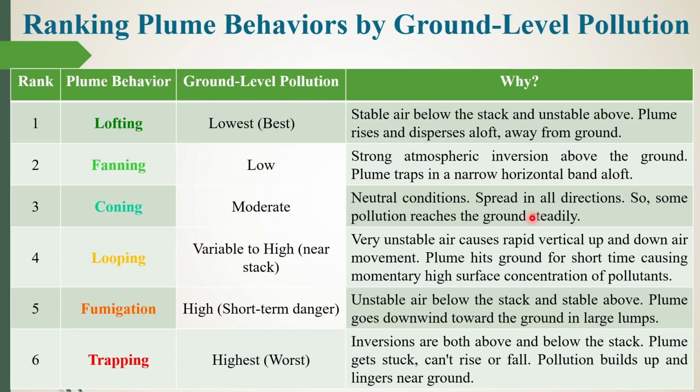So if I rank the plume behavior with respect to ground level pollution concentration, trapping is the worst, whereas lofting is the best. And if I rank one by one, lofting is best, then fanning, coning, looping, fumigation, and trapping.